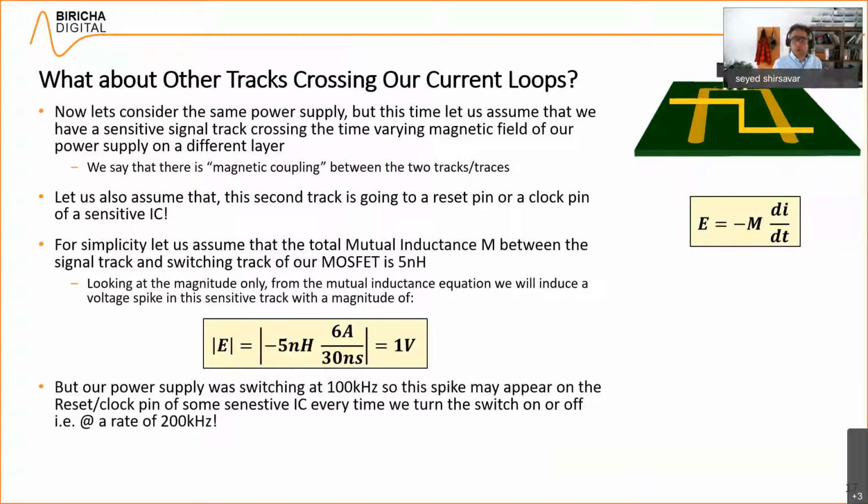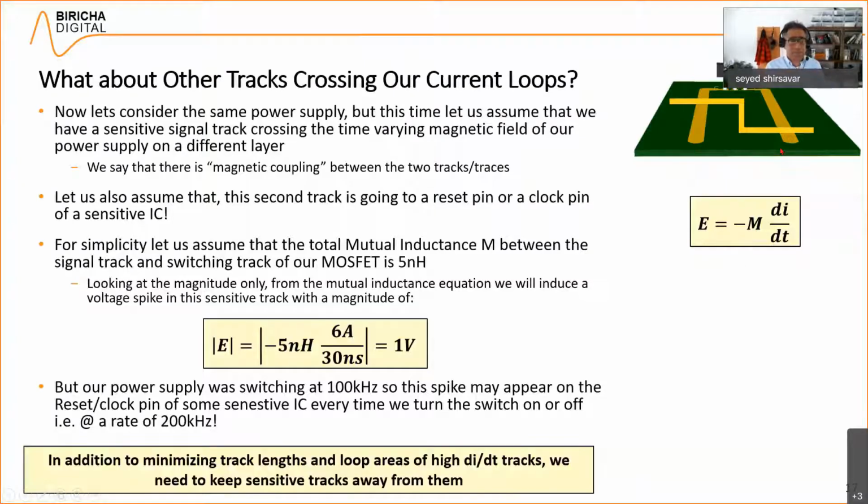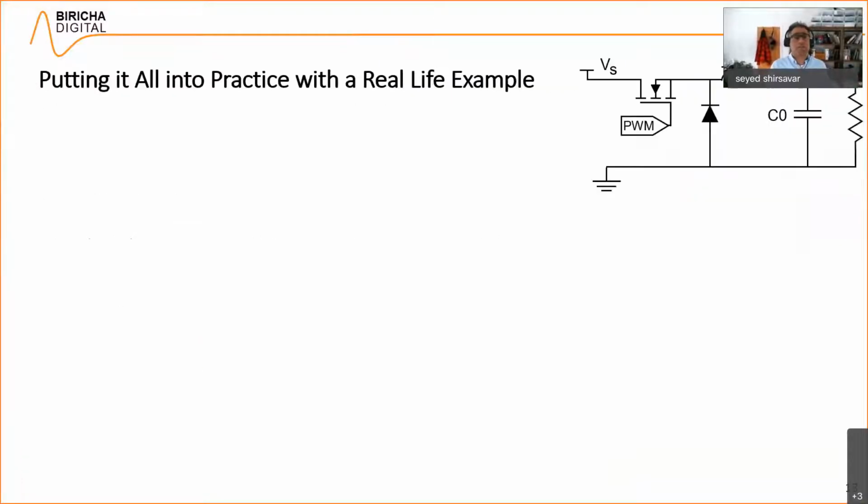Our power supply was switching at 100 kilohertz, so this spike may appear at every switching transition, which is at a rate of 200 kilohertz on a clock pin. That's why it's important that if you have a loop with high di/dt, you minimize this and you actually try to cancel. In addition to minimizing track length and loop area of high di/dts, we need to keep sensitive tracks away from these areas of high di/dt, high change of magnetic field.